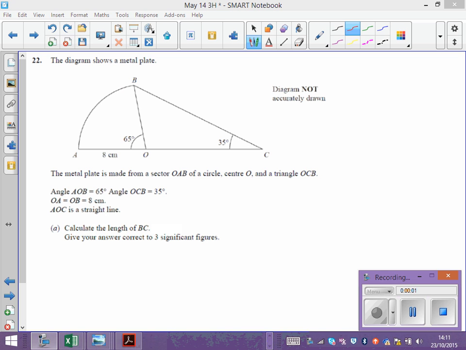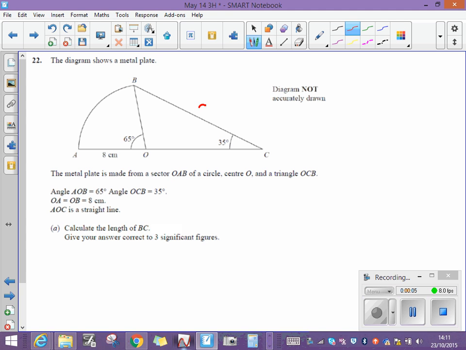Okay, the first thing I have to do here is find the length of BC. So I'm going to call it X. It's this distance here. Okay, let's have a look at the information that we've got. I'm told that we have a sector OAB. Now, one of the features of a sector of a circle, which is just a slice of circle, is that if this is 8 centimetres, then this length is also going to be 8 centimetres.